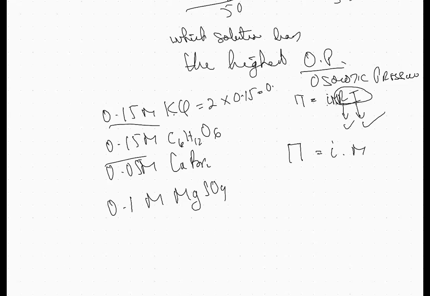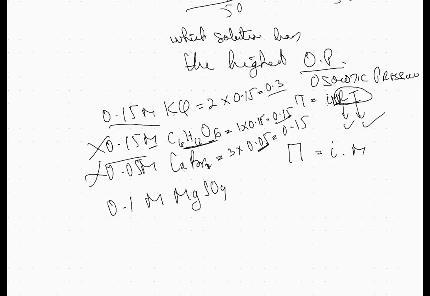Then here it is in molecular form, it doesn't dissociate. So 1 times 0.15, because M is molarity, right? I get 0.15. So definitely this can't be it. Then calcium bromide. It has calcium and two bromides, so i is 3, 3 times 0.05, I get 0.15. So that's not the one, because potassium chloride is still higher. Magnesium sulfate, I get 2 times 0.1, so it's only 0.2. So the highest one would be potassium chloride, because R is the same, T is the same.